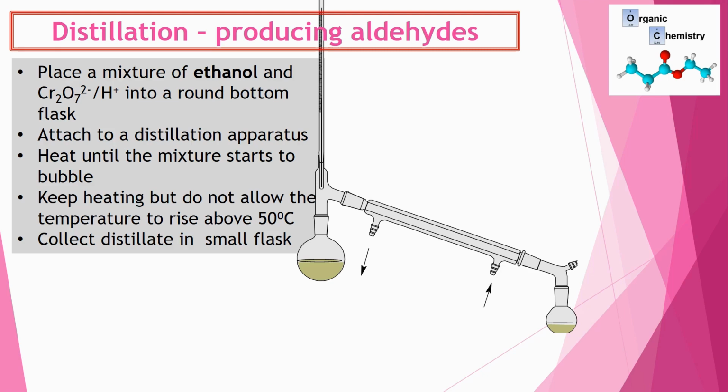We have a collection flask on the right, and what we do is we put into this reaction flask some ethanol and some acidified dichromate. Then that will react on heating to produce ethanal and then on to carboxylic acid. Now what we plan to do is heat this mixture, and as the ethanal is being produced, it will evaporate. It will go past this joint down here into this condensing tube and condense back to a liquid, ethanal, and then it will fall down into this collection container here. So we collect the distillate here.